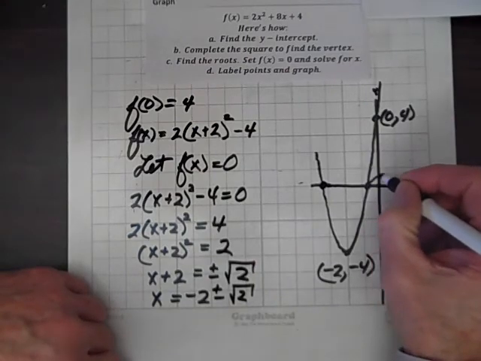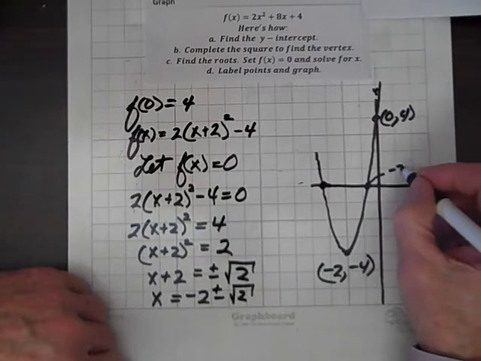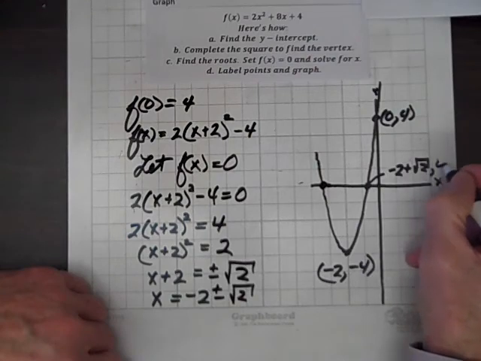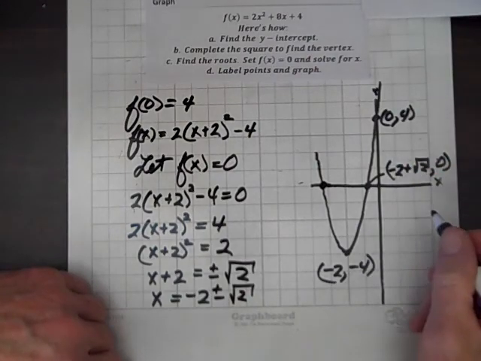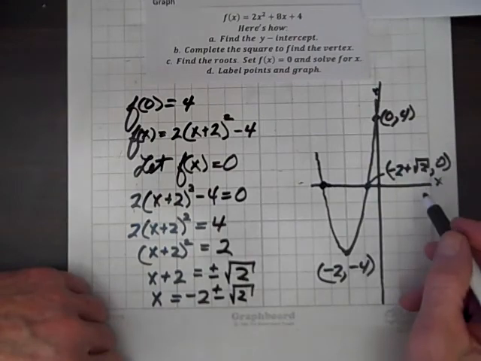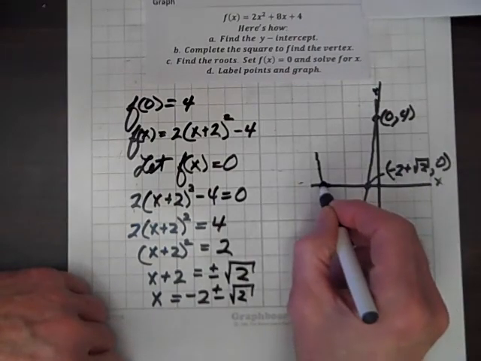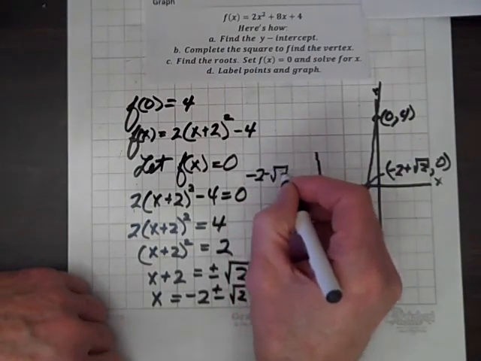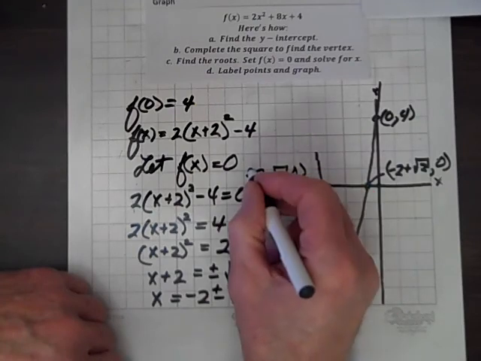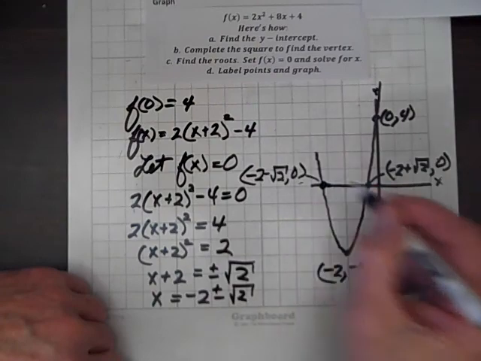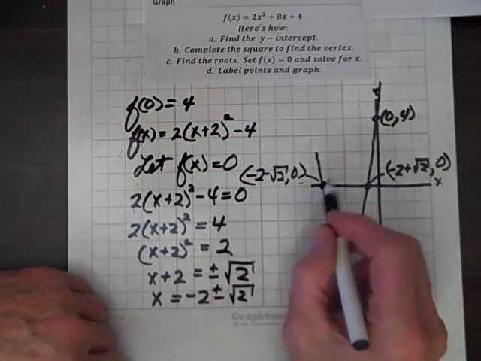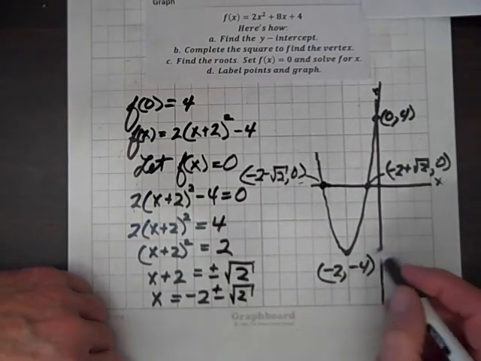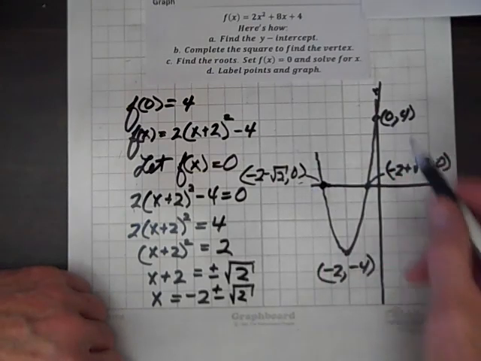So this point can be described as (negative 2 plus root 2, 0), with parentheses around our x and y coordinates. The coordinates of this point are (negative 2 minus root 2, 0), and this describes this point. So we're done. We've found the vertex, the x-intercepts, and the y-intercept.